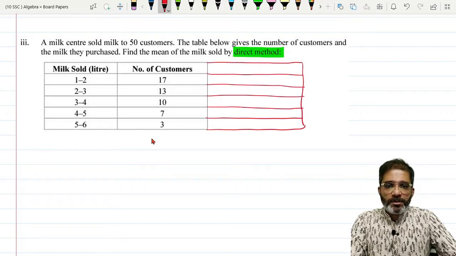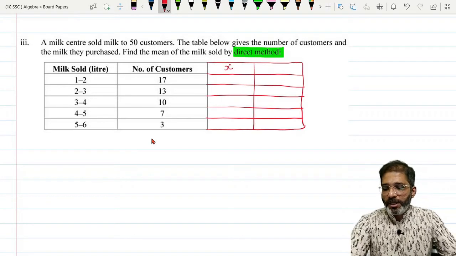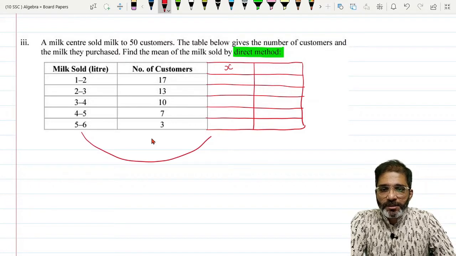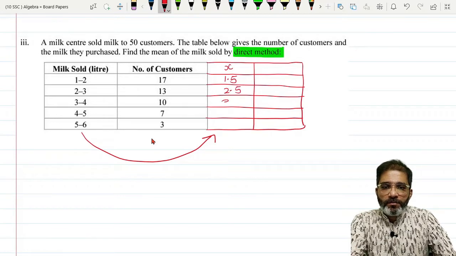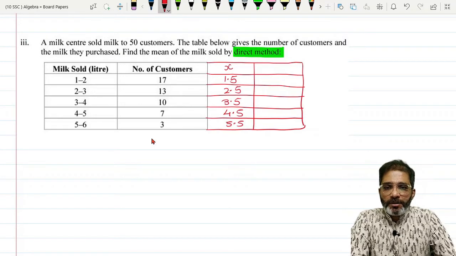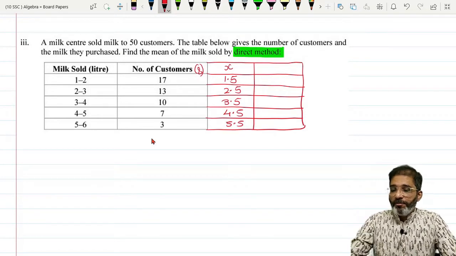What we need is, the first column is x. What does x stand for? X stands for class mark. Okay, so these are the classes. From the classes, how do we get the class mark? That is the number between 1 and 2. Okay, that is 1.5, 2.5, 3.5, 4.5 and 5.5. So we got class mark. And this particular column over here, number of customers, is nothing but frequency.